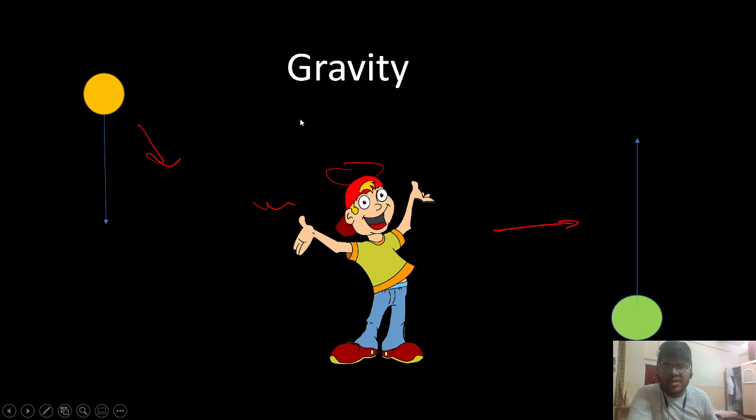Hello all. Today we will study the concept gravity. So you can see from the images. There is a boy who is very much interested in playing. What he is doing is throwing a ball upwards and the ball is again and again coming downwards. So what is the reason? The reason behind it is gravity.